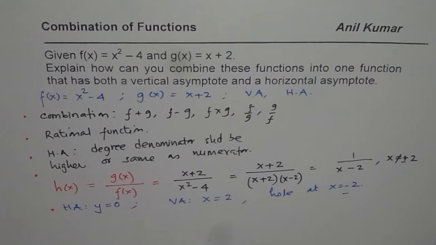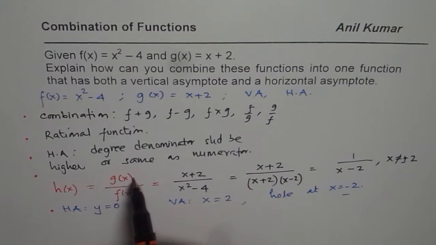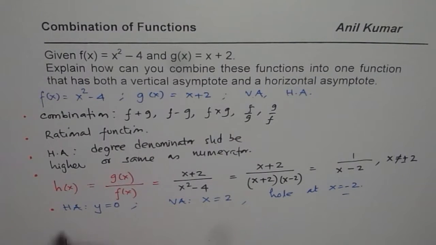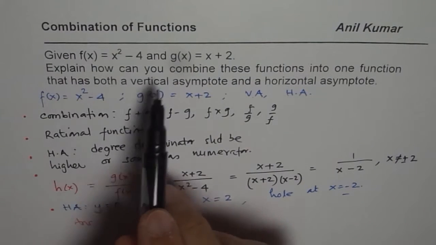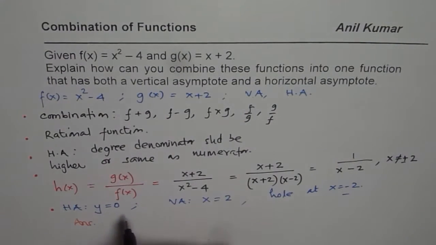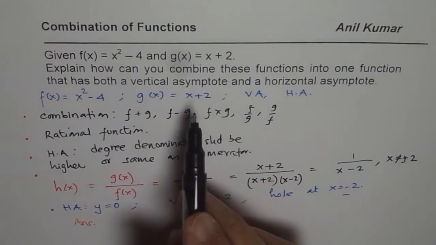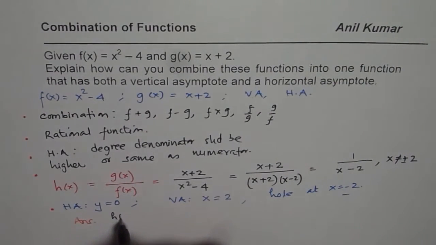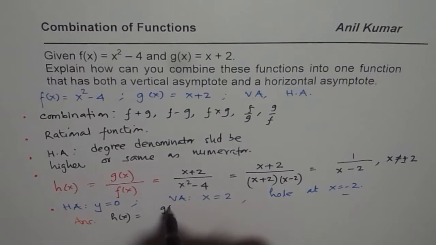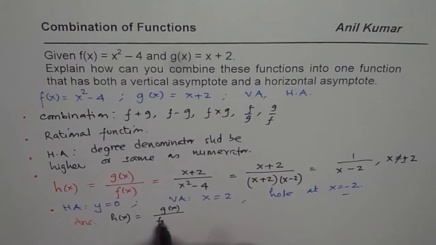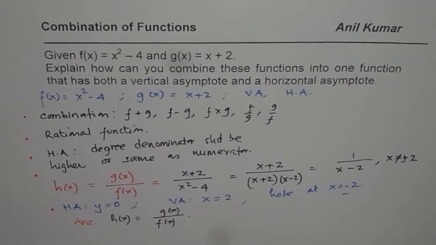So like that, we can come to a conclusion that our function h of x should be g of x over f of x, right? So the answer to "explain how you can combine these functions" is that you could divide one by the other, right? So the function h of x equals g of x divided by f of x gives the given situation. So that is how you should be solving it.